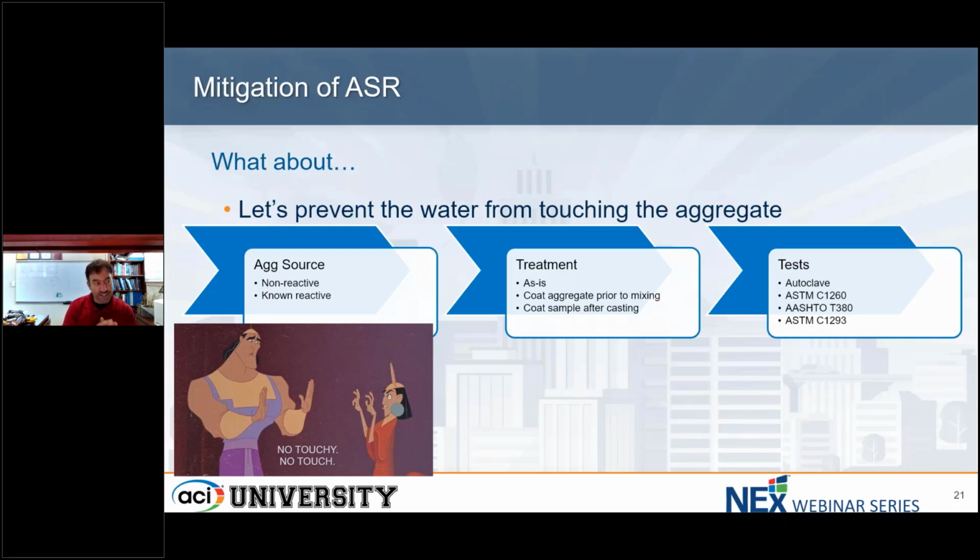And then a third test case was, all right, we made the concrete doing nothing, just as is with known reactive aggregates. Let's coat the outside and see how those specimens do in these 4 ASR tests. So the idea revolves around not poisoning the gel structure from forming, not using SCMs to reduce the alkali loading, but actually just trying to prevent the water from touching things it doesn't need to be touching.